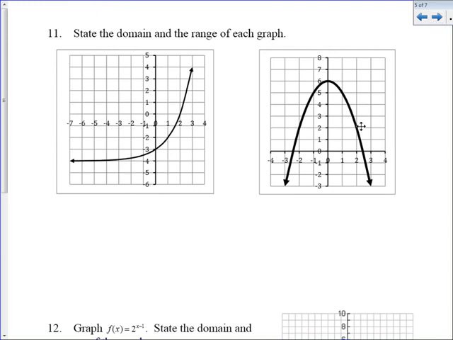All right, number 11, state the domain and range of each graph. What type of graph is on the left? A whole, like 2 sections, 3 sections on this type of function. This is our exponential. What type of graph is on the right? It's a parabola. Parabola comes from what type of function? Quadratic.